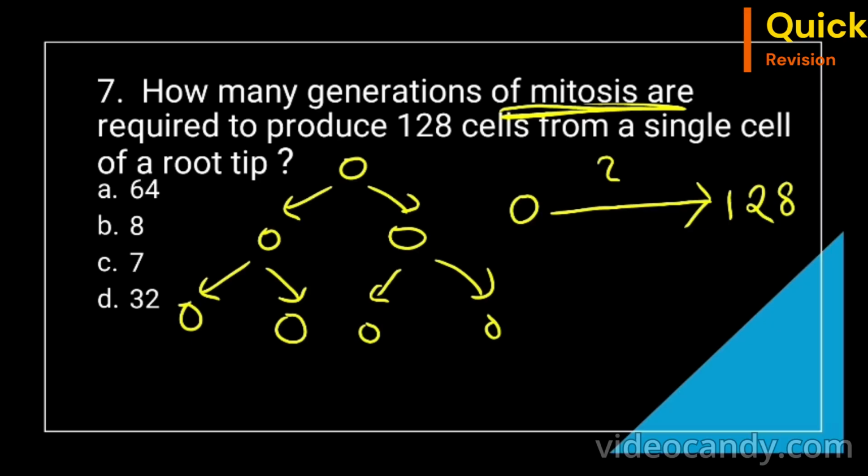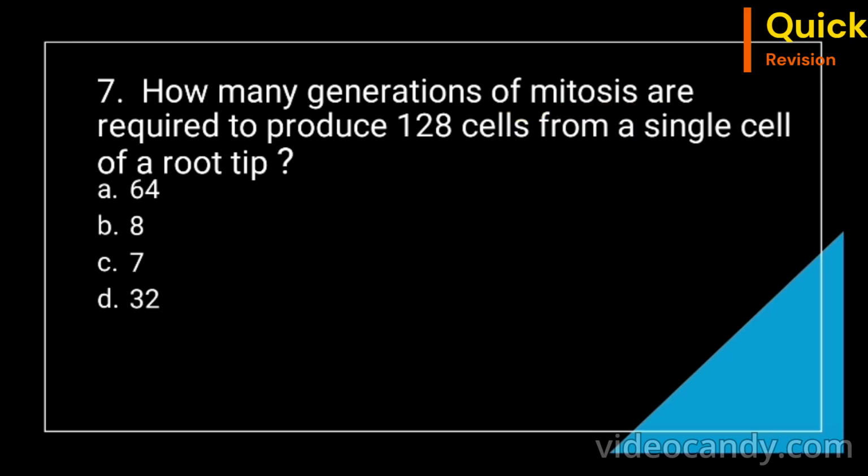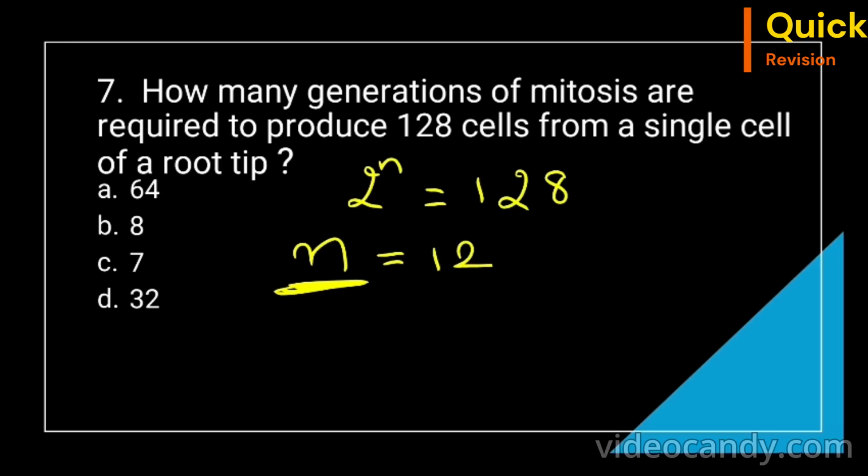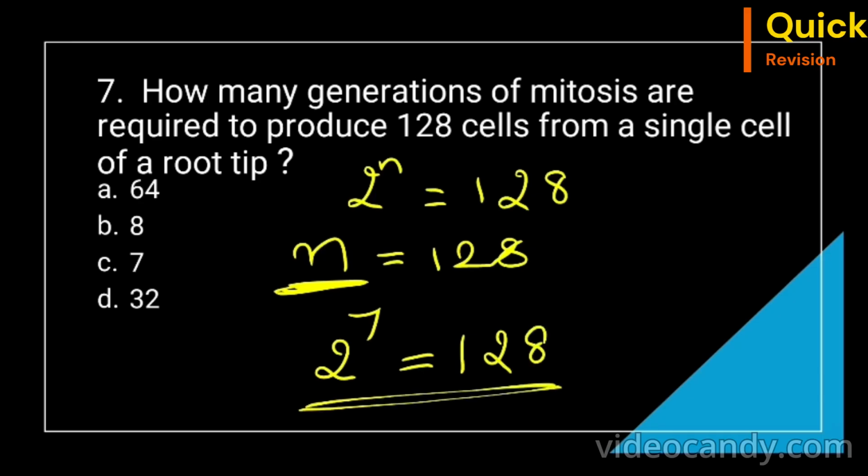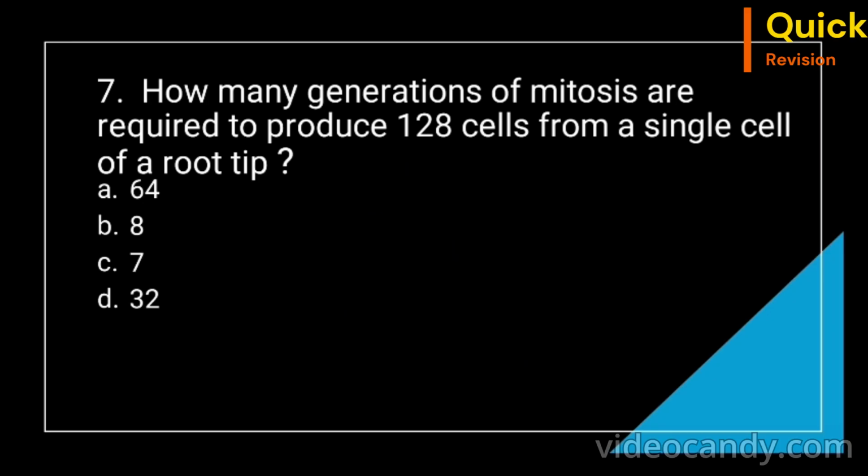Here we can use the formula 2 power n, that is 2 power n is equal to 128. So we need to know what number we should put in n so that it will be equal to 128. That will be 2 power 7 is equal to 128. You can just check it. 2 power 7 will be equal to 128. So the correct option for this is option number C.